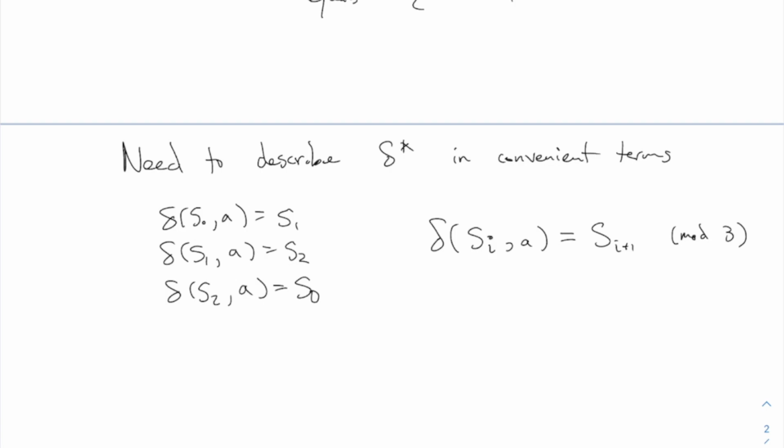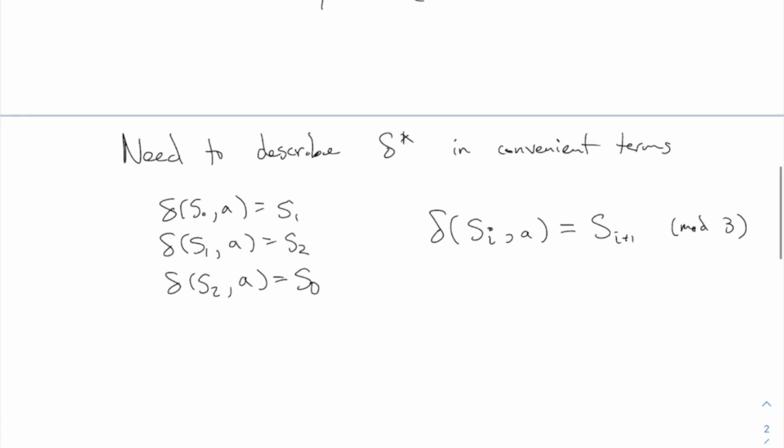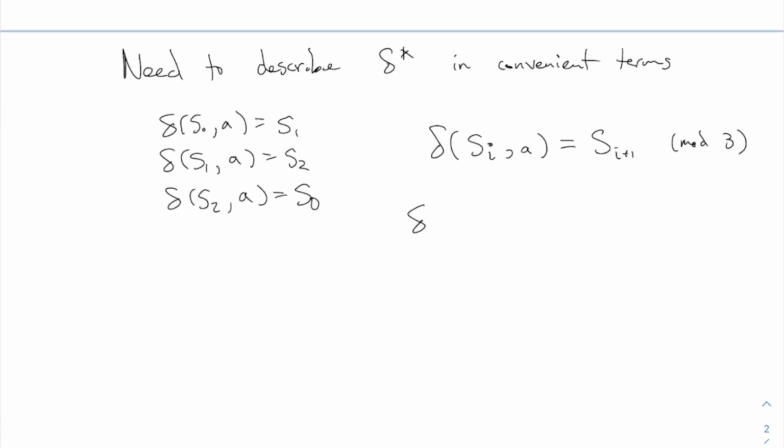Okay, can I say something about delta star? What about, say, delta star of Si and A? Well, this is the same thing. It's again S(i plus 1) mod 3, of course. Everything I say is going to be mod 3 with the i. How about delta star of Si and A squared? That means I do 2 A's. Starting with Si, I read 2 A's. Can we say what that is going to equal?